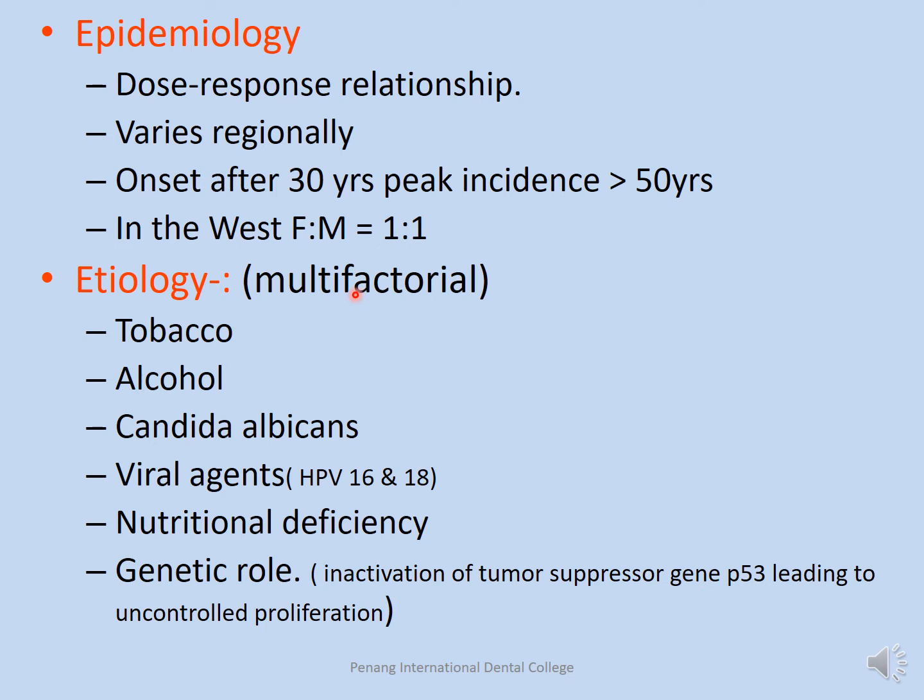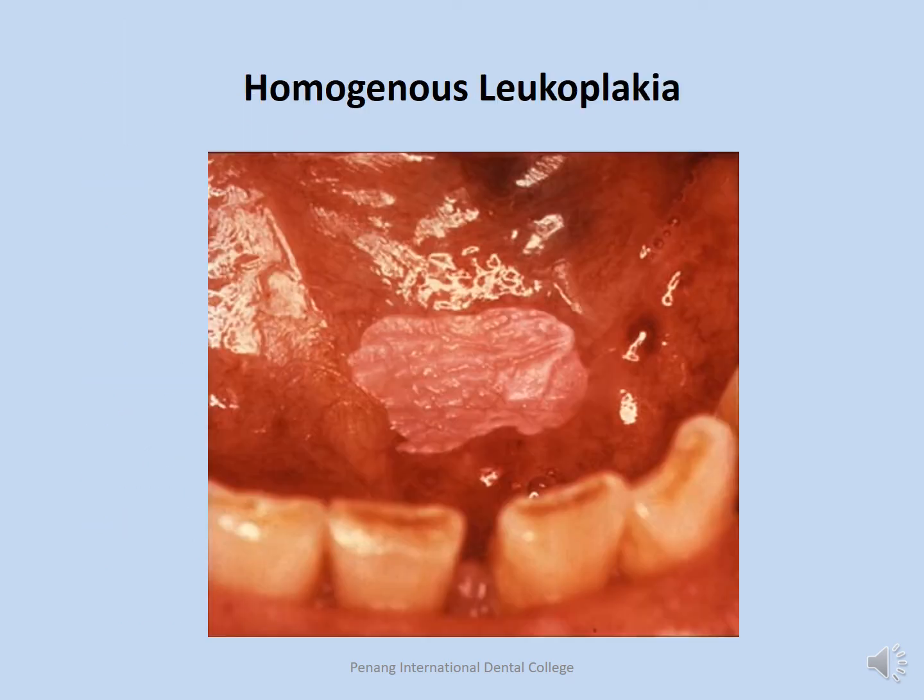The etiology is multifactorial. So tobacco, as I told you, has a dose-response relationship. Alcohol acts as an adjunct here. Candida albicans in many cases also causes hyperplasia and leads to a lesion called candidal leukoplakia, wherein there are hyperkeratotic lesions that are secondarily infected with candida, and sometimes the long-standing candidal infection can cause dysplastic changes as well. Viral agents such as HPV 16 and 18 are also considered to be an etiology. Nutritional deficiency and genetic role has also been identified. So as you notice, leukoplakia is multifactorial. So this is an example of a white patch that is seen on the floor of the mouth.